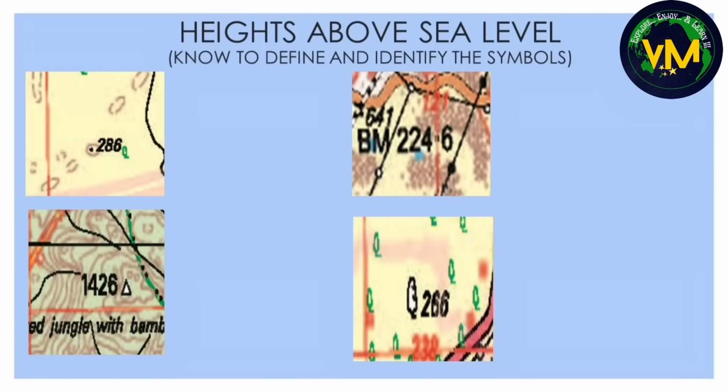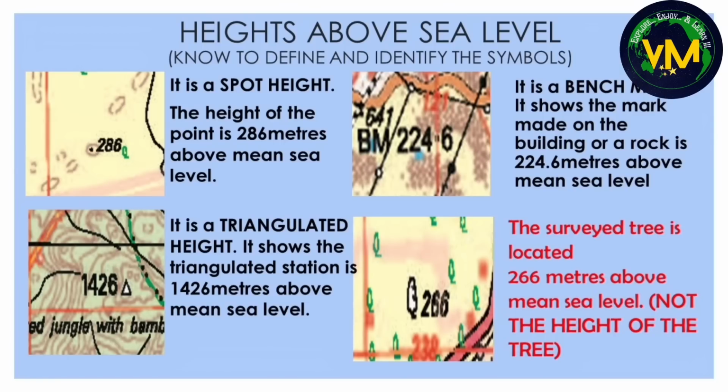When it comes to heights, we know there are 2 heights. One is height above sea level and the other one is relative height. And height above sea level, those who know the answer, please write. Those who don't know, please follow. So whenever a dot followed by a number is given, it is a spot height. You have to write it is a spot height. The height of the place is 286 meter above sea level. And when you see a triangle followed by a number, it is a triangulated height and you should write it shows the height of the triangulated station is 1426 meter above sea level.